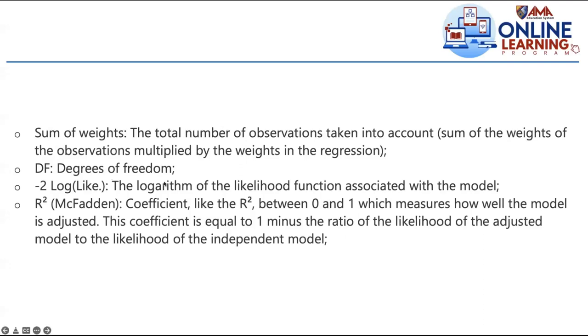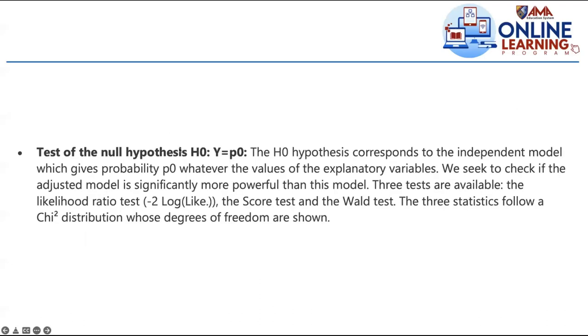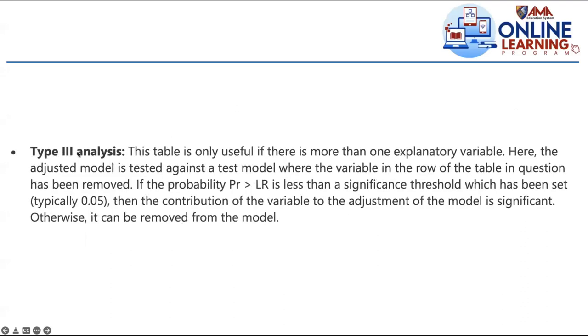So aside from McFadden, we have Cox and Snell, okay, Nagelkerke, and so on. We'll also see this, but I don't have time to discuss this in detail. So I just want to focus on the example. But the details, if you're interested, you can refer to the manual or Google this more. Anyway, test of null hypothesis. Again, I don't want to go into the detail of this. We can see this also in the results. Type 2, not type 3. I think this is a typographical error, not type 3, type 2 analysis.